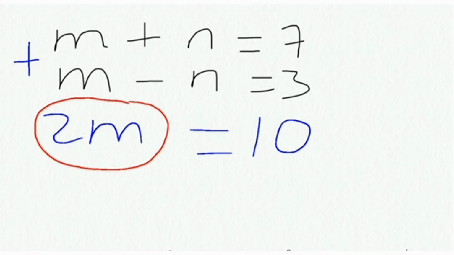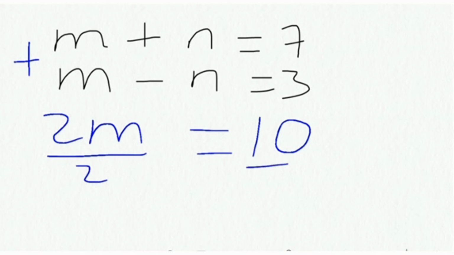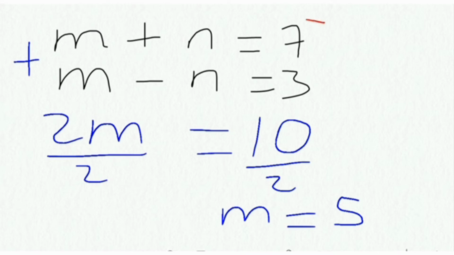To get rid of 2 from this side of m, look at the sign between 2 and m. The sign between 2 and m is multiplication sign, and the opposite of multiplication sign is division, meaning we have to divide both sides by 2. Divide by 2, divided by 2, and m is equal to 10 divided by 2 is equal to 5.